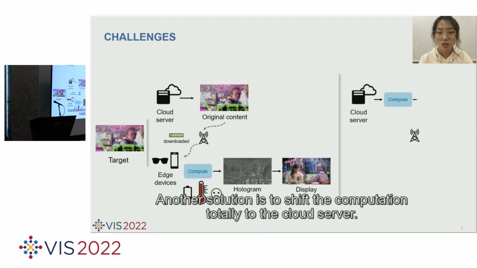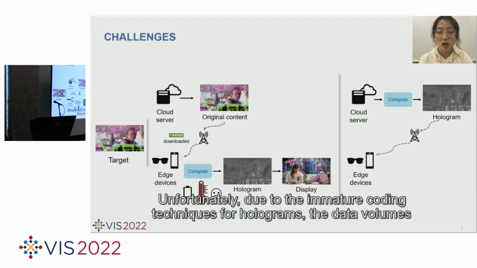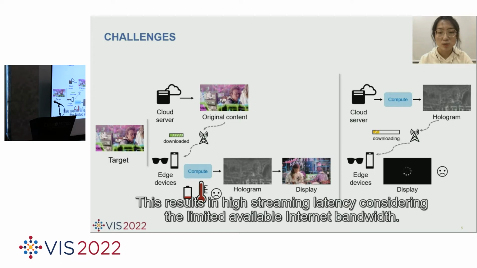Another solution is to shift the computation totally to the cloud server. Simply put, the edge devices just download the pre-computed holograms. Unfortunately, due to the immature coding techniques for holograms, the data volumes incurred in this approach are very large. This results in high streaming latency considering the limited available internet bandwidth.